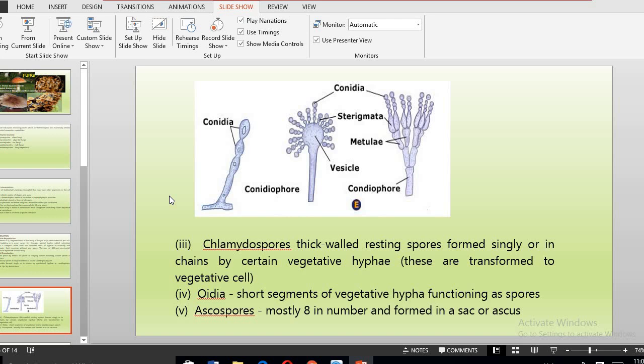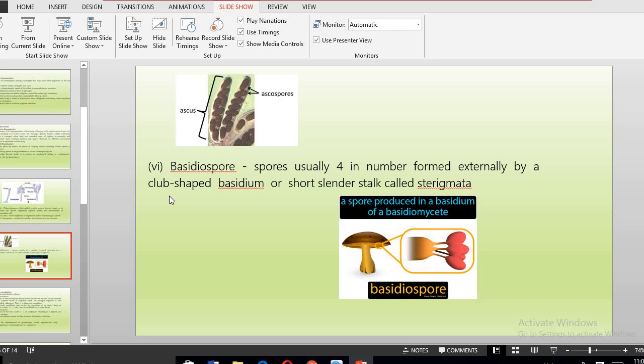We can also have ascospores, and if you hear the word asco, it means it's from Ascomycetes. So ascospores are mostly produced as 8 in number, and they are formed within a sac or an ascus. We have said that they are normally 8 in number. If you count this, you realize 1, 2, 3, 4, 5, 6, 7, 8. So this is the ascus that is holding the ascospores.